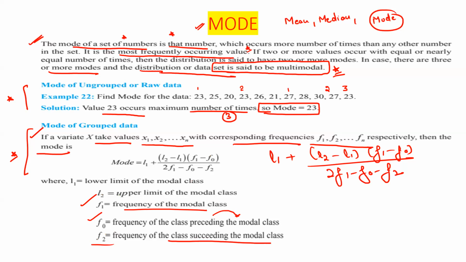Please remember that L1 is the lower limit of the modal class, L2 is the upper limit of the modal class, F1 is the frequency of the modal class, F0 is the frequency of the class preceding the modal class, and F2 is the frequency of the class succeeding the modal class. These are the points we have to remember here.